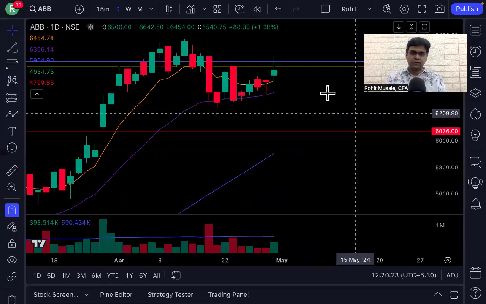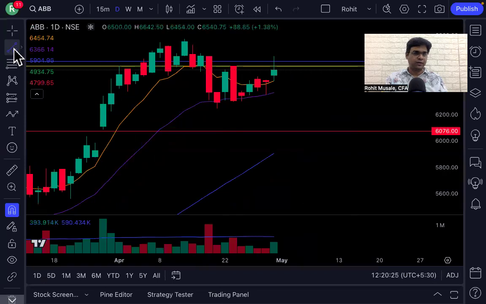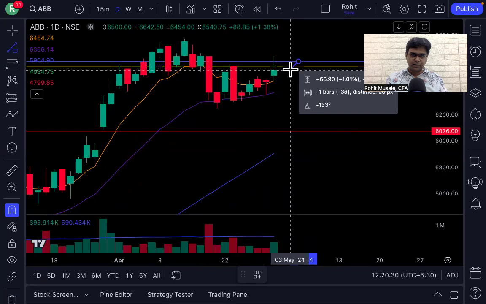So let us calculate what was my loss on this trade. Position size is 3.25% and my loss is 1.04%.